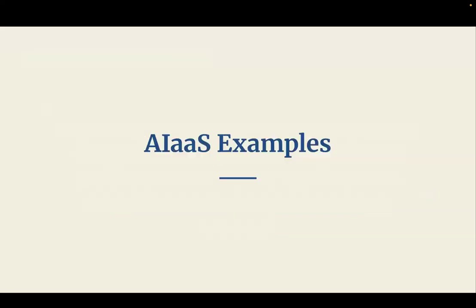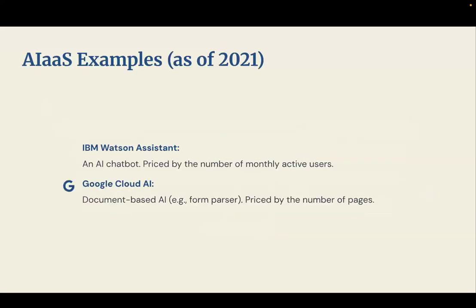So what are a few artificial intelligence as a service examples? This was in 2021. That is why you don't see things like ChatGPT. There is the IBM Watson Assistant and then Google Cloud AI. What this Google Cloud AI used to do is take document based AI, and it used to create documents for you based on whatever you input to it. And it used to charge you by the number of pages it created for you.